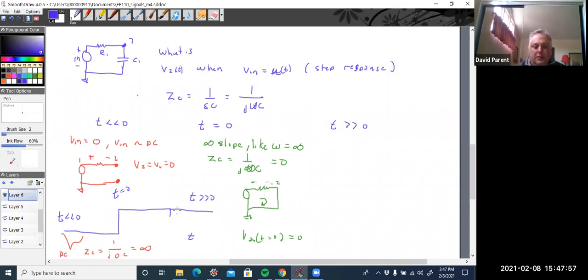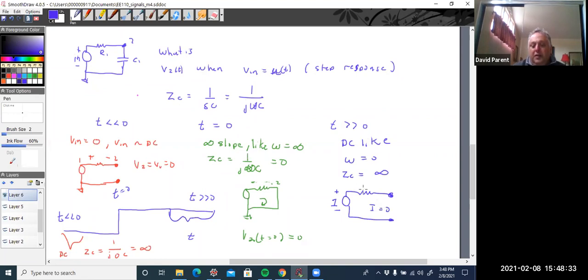Now here, we're back to DC again. Omega equals 0. ZC is effectively infinity, and we're back to this picture. But Vin now is 1 volt. So even though I is still 0, there is no voltage drop, and so V2 equals V1 equals 1 volt.